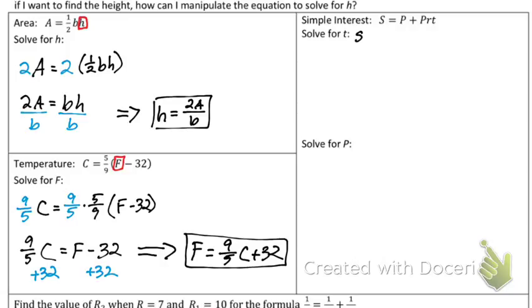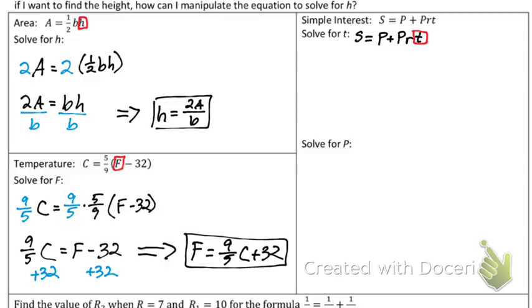So we're starting off with s equals p plus p r t. I am trying to solve for that t, so I've got to get everything else off that side. When you are solving for an equation, if you remember, we have PEMDAS: parentheses, exponents, multiplication, division, addition, subtraction. When you're solving for a variable, you do it opposite. You want to do your subtraction and addition first.